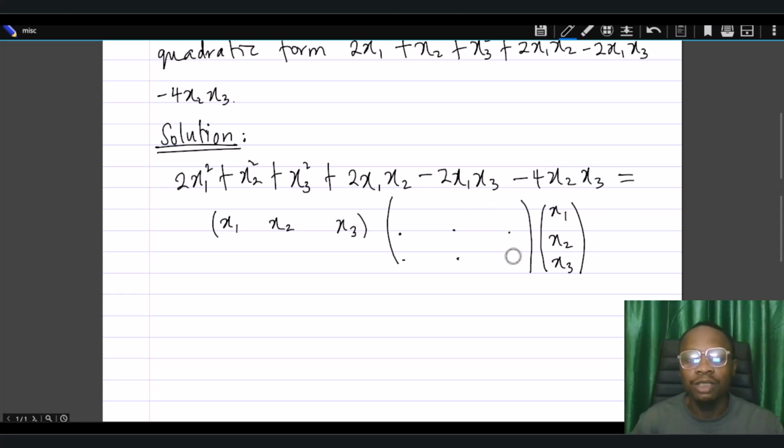Looking at it this way, we have x1, x2, x3 following this order. Let's say this is the row and this is the column. The first row and the first column: that is x1 and x1, so think of x1 squared. What is the coefficient of x1 squared? That is 2. So put that here.